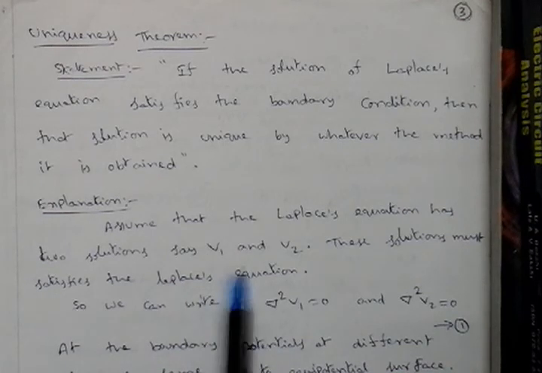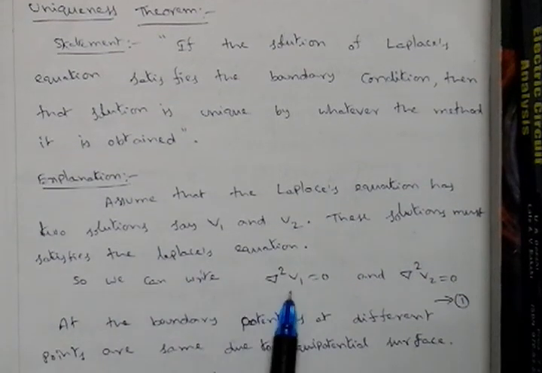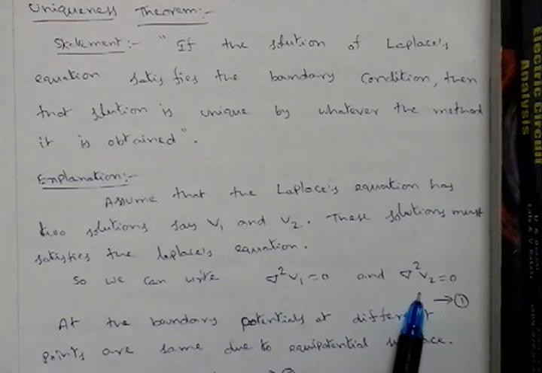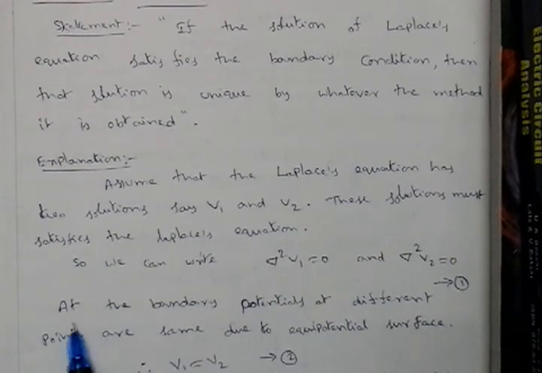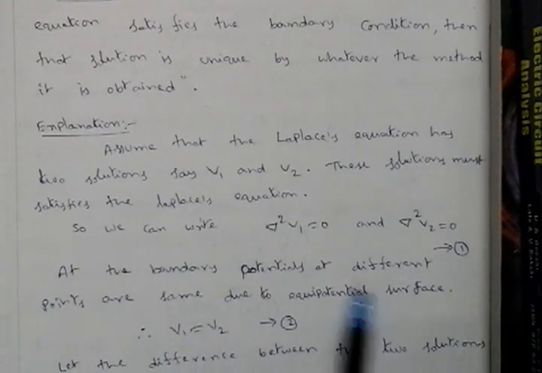The two solutions are V1 and V2. The solutions must satisfy the Laplace equation. The Laplace equation formula is del square V is equal to 0. For the first one, del square V1 is equal to 0, and for the second one, del square V2 is equal to 0. At the boundary, the values must be the same only: V1 is equal to V2.